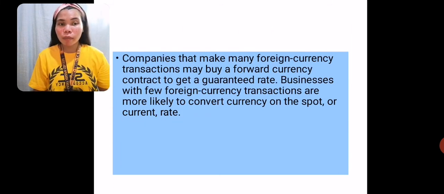Companies that make many foreign currency transactions may buy a forward currency contract to get a guaranteed rate. Businesses with few foreign currency transactions are more likely to convert currency at the spot or current rate.